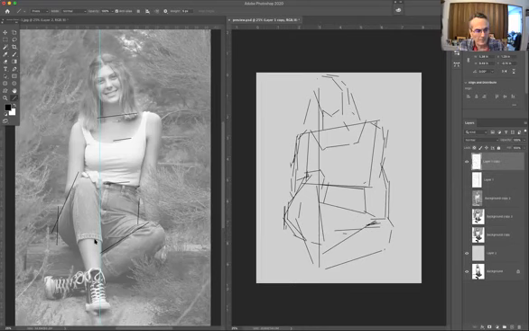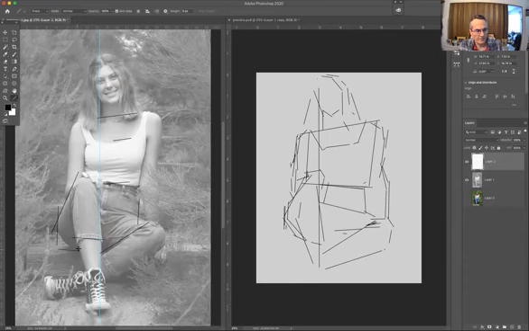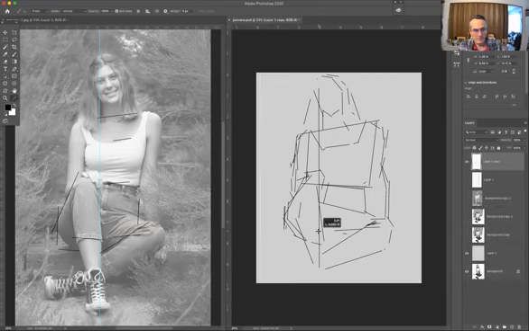Okay, so I need to establish, where is this mark compared to everything else? Well, this helps. That helps a lot. So something around here. And we know, okay, if that leg is correct, then the shoe is going to start around there. That plumb line, there it is, my reference.